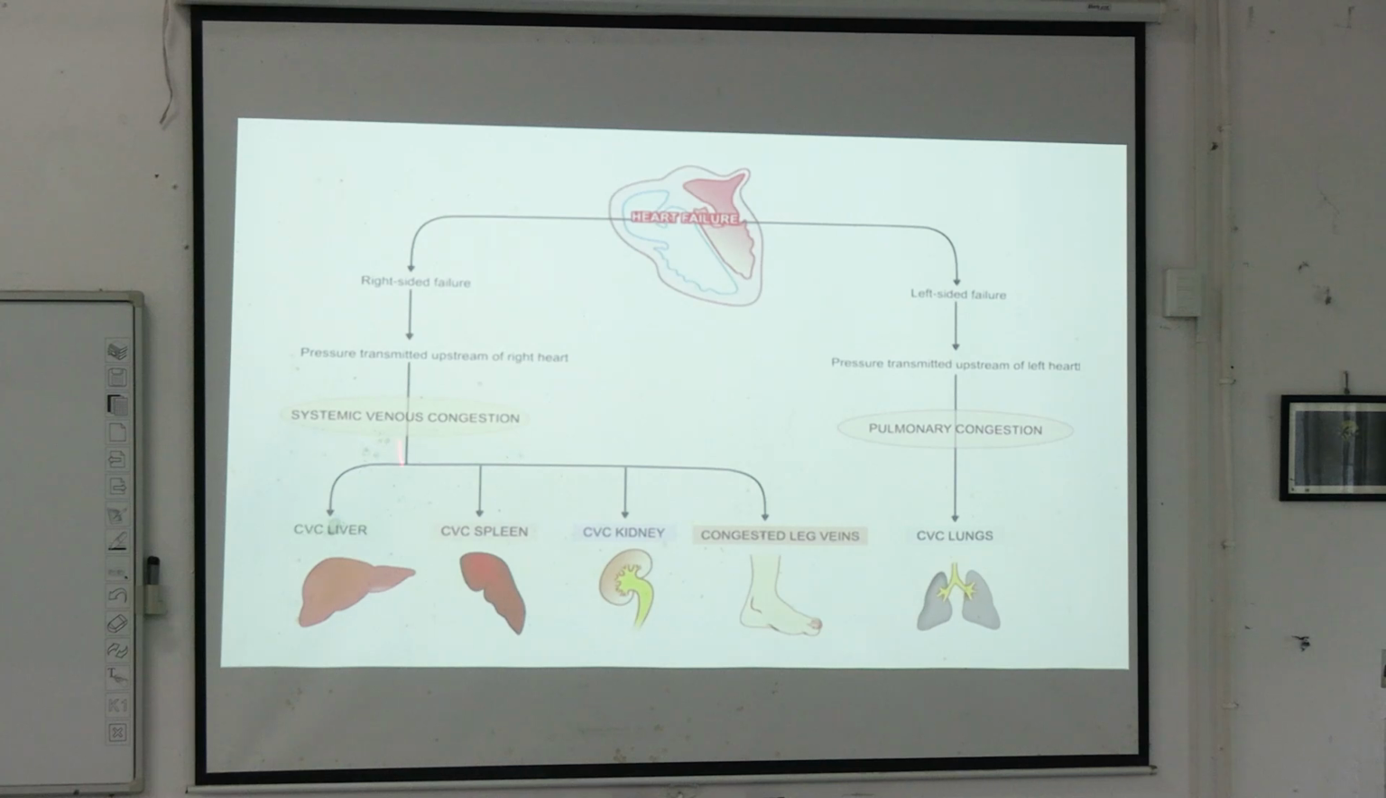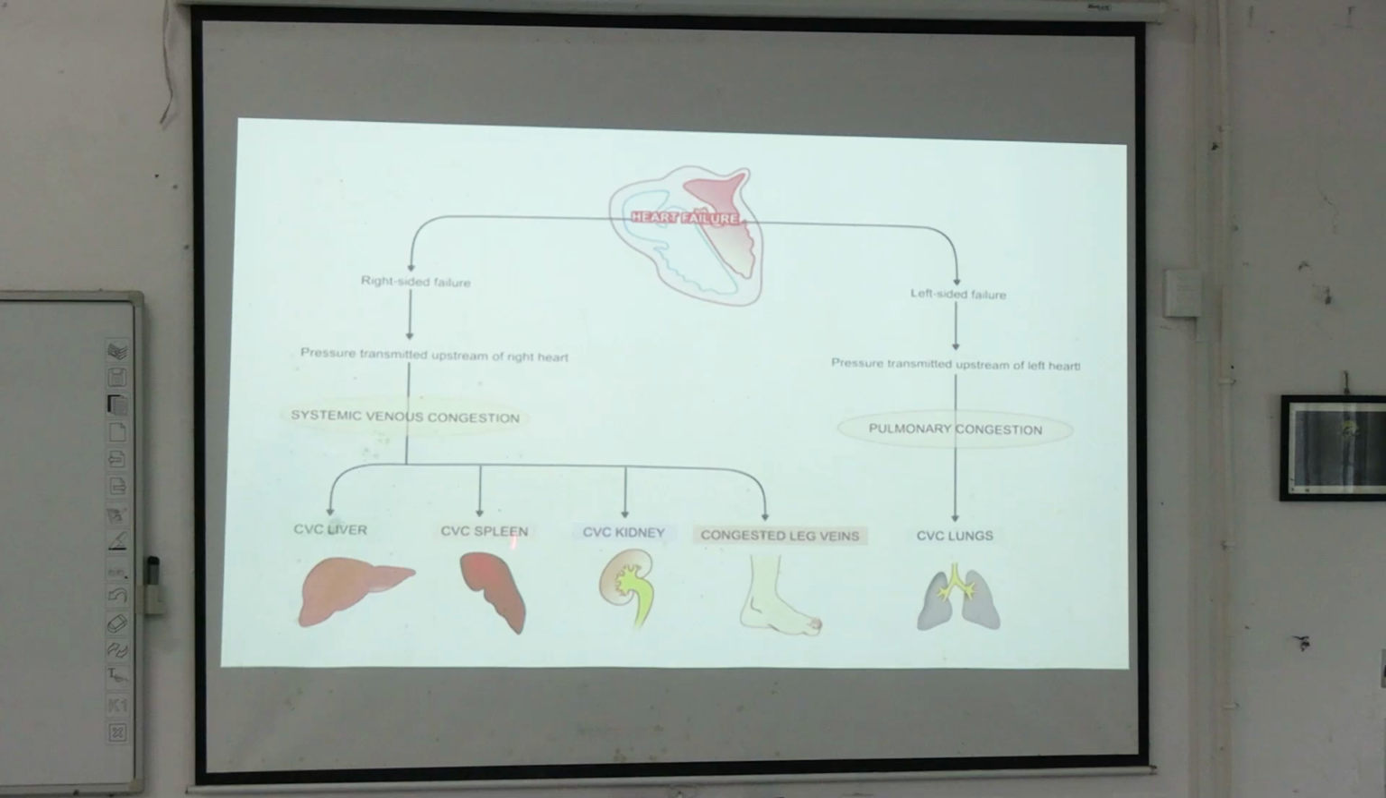And this is the consequence of right-sided heart failure. The pressure is transmitted upstream from the right heart. So in right-sided heart failure there will be systemic venous congestion, and in left-sided heart failure there will be pulmonary congestion.